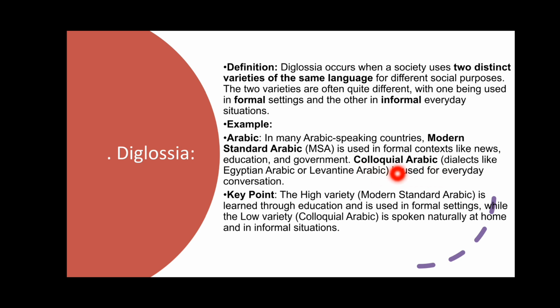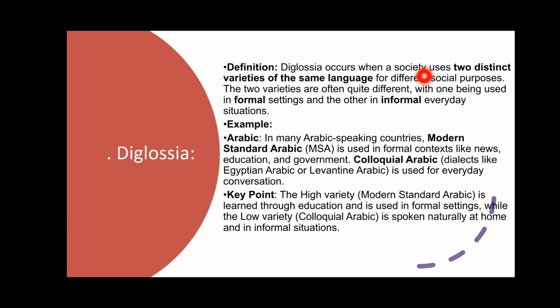This is what we call the low variety. And the high variety is used in news channels, media, and education: universities, schools, colleges, etc. So what is the key point here? The high variety, Modern Standard Arabic, is learned through education and is used in formal settings, while the low variety, colloquial Arabic, is spoken naturally at home and in informal situations.